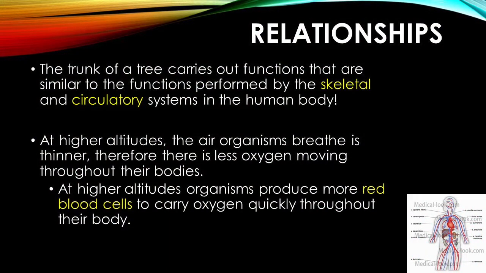So remember, the trunk of a tree carries out functions that are really similar to the functions performed by the skeletal and circulatory systems. These two systems respond to changes in altitude. At higher altitudes, the air that organisms are breathing in is really thin. Therefore, there's less oxygen moving throughout the body. Because of this, the organism produces more red blood cells to carry oxygen quickly throughout the body.